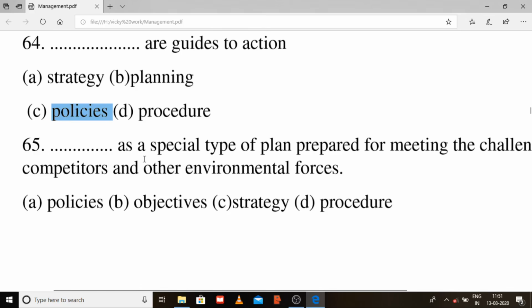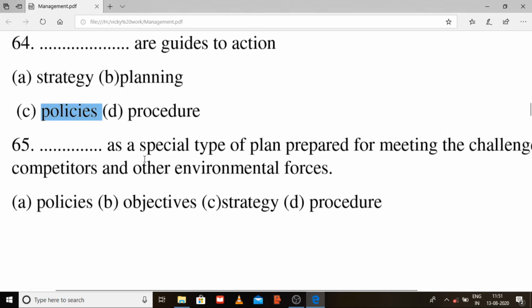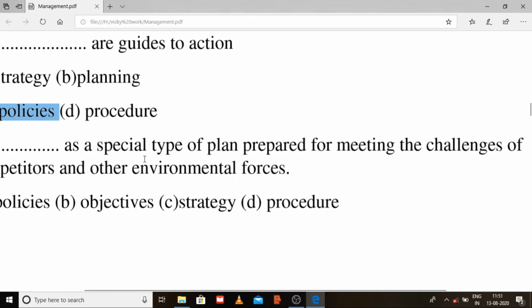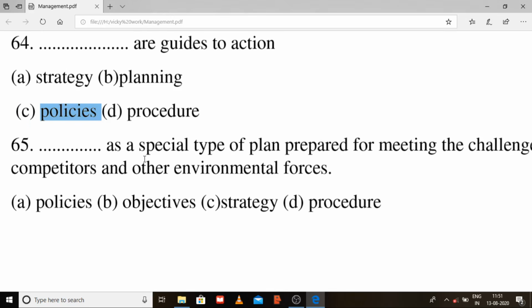Dash dash is a special type of plan prepared for meeting the challenges of competitors and other environmental forces. Option C is the right answer. Strategies.